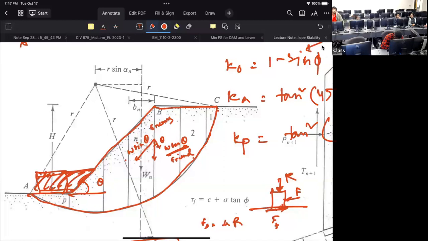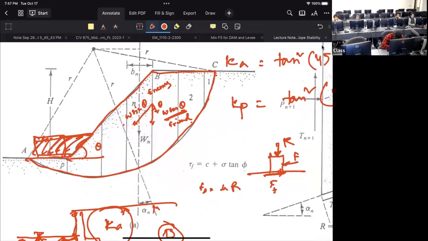Mu equals tan of the angle of repose, basically tan phi. So what do you get? F equals mu, which is tan phi, multiplied by R. Tan phi multiplied by R.